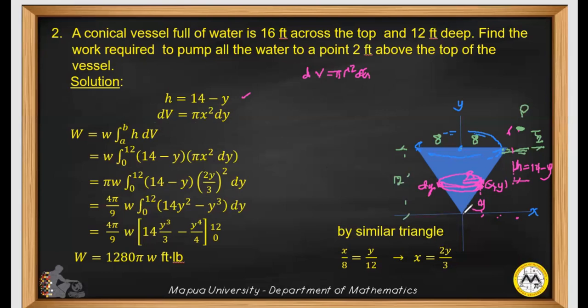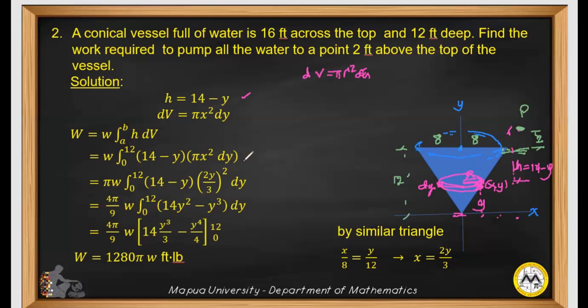Please take note that since the vessel is 12 feet deep and all the water in the vessel will be pumped to the point P, the limits of integration will go from y equals 0 to 12. So 0 to 12. And h is equal to 14 minus y. The differential of V is pi x squared dy.